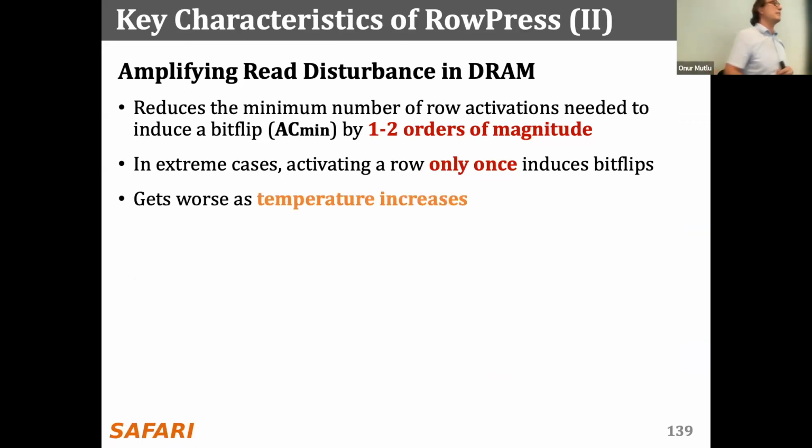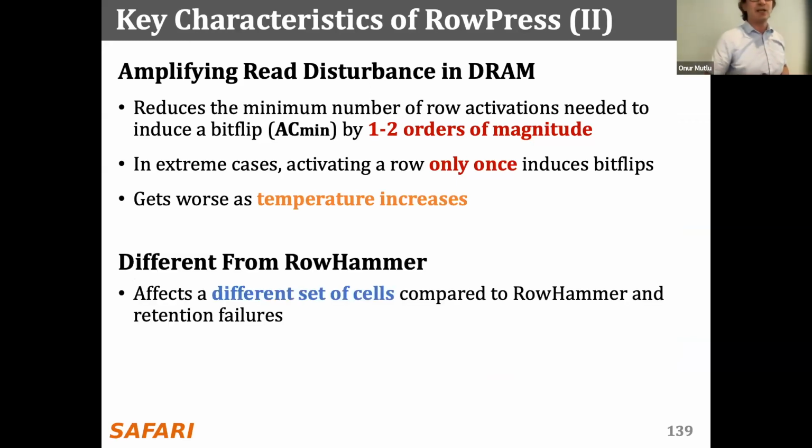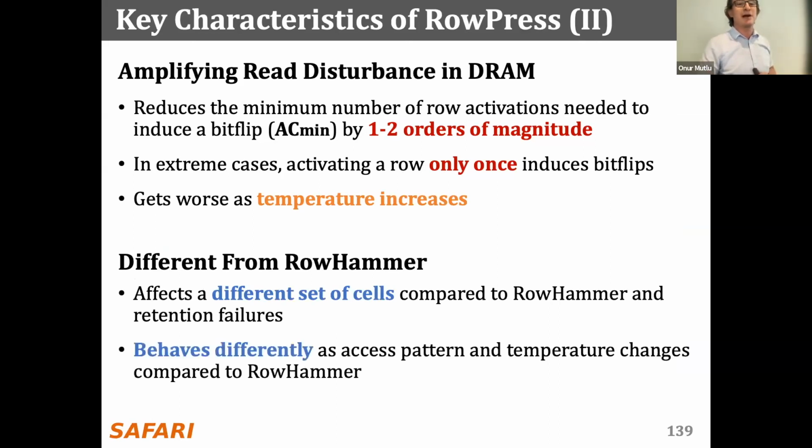Interestingly, this phenomenon gets much worse as temperature increases. This also indicates that this is different from RowHammer, the underlying disturbance mechanism. And a different set of cells actually gets corrupt compared to RowHammer. And there are differences in terms of access patterns and temperature changes, as our paper discussed. I'm not going to go into all of these details since we don't have time.